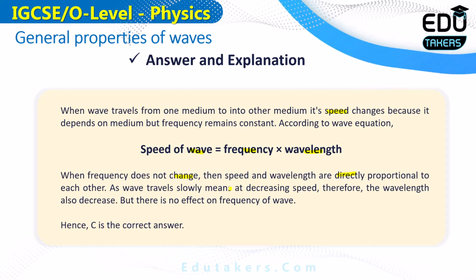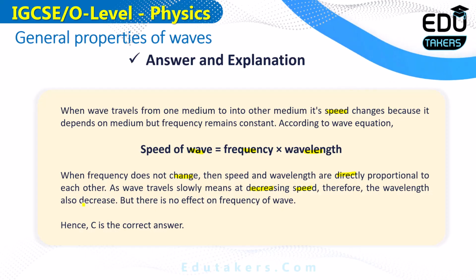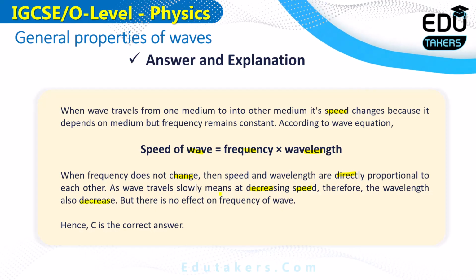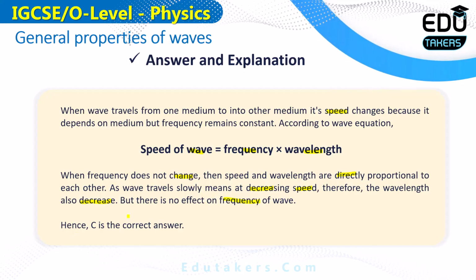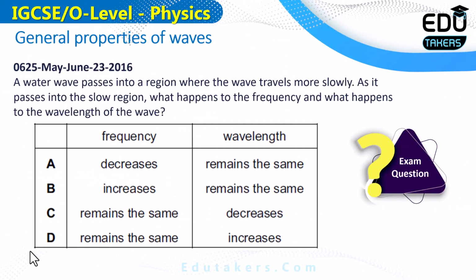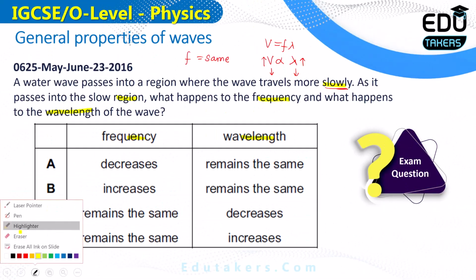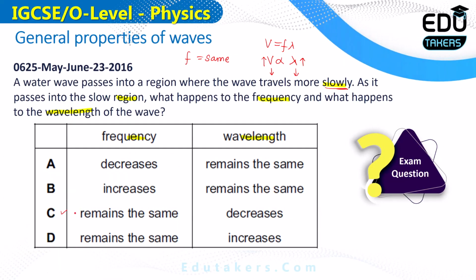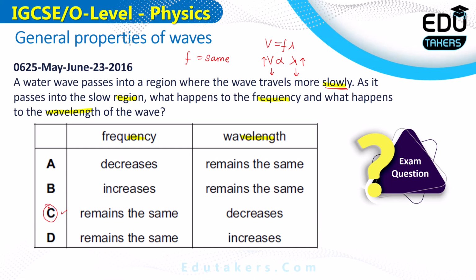As the wave travels slowly, that is, at a decreasing speed, the wavelength also decreases, but there is no effect on the frequency of the wave. The frequency remains the same but the wavelength decreases. That's why the correct answer is C. Let's go back and see the answer C. In answer C, it's given that the frequency remains the same but the wavelength decreases. That's why the correct answer is C from here.